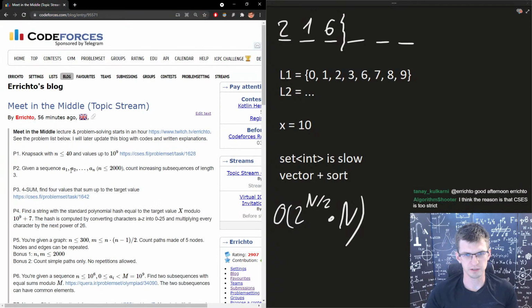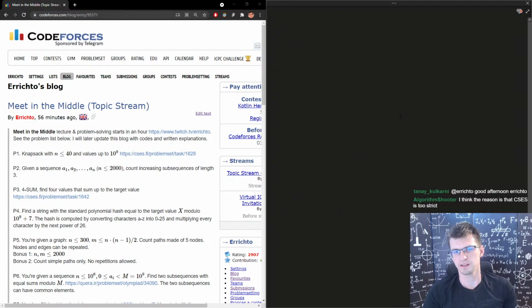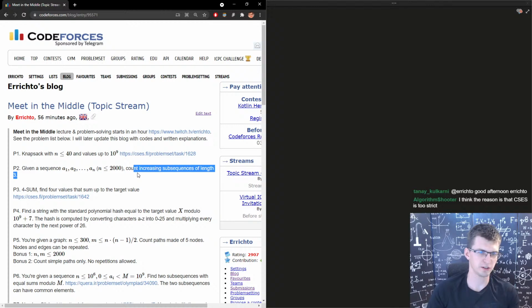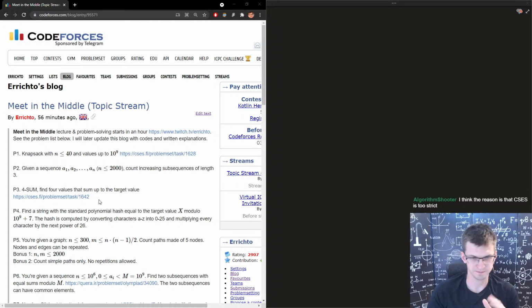Second problem. Given a sequence, count increasing subsequences of length 3. And there is a DP solution for this, but we will ignore it. This problem is solvable without meet in the middle, but let's not talk about that. Let's instead say that we don't know dynamic programming at all, and we want some other solution.